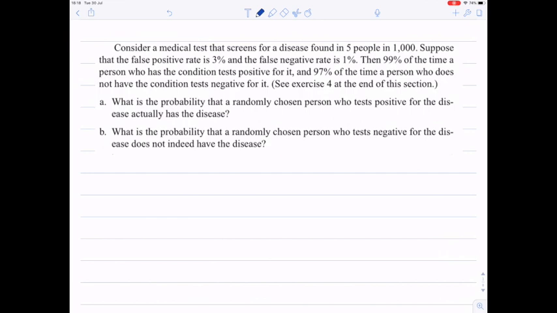We're going to start with a particular example. We're considering a medical test that's going to just screen for some disease. The first thing that we know is that this disease is found in 5 people in every 1,000. What we also know is that the false positive rate is 3% and the false negative rate is 1%. The question that we're asking is, what is the probability that a randomly chosen person who tests positive for the disease actually has the disease?